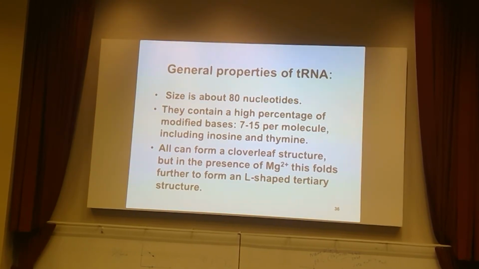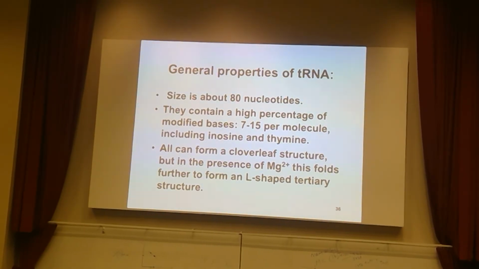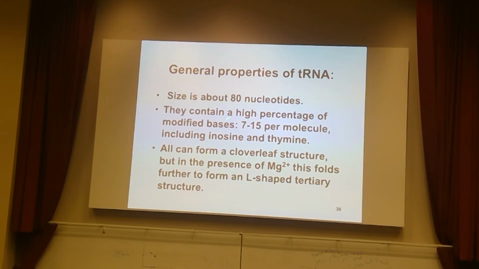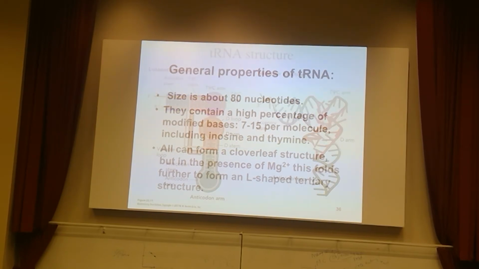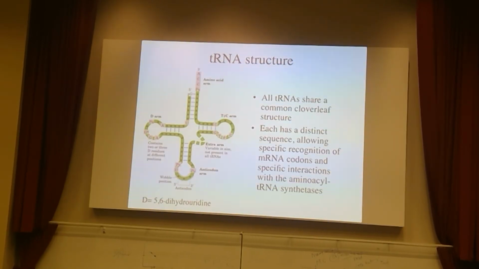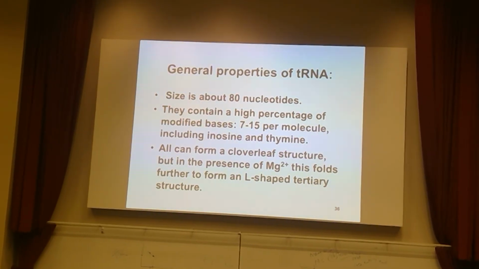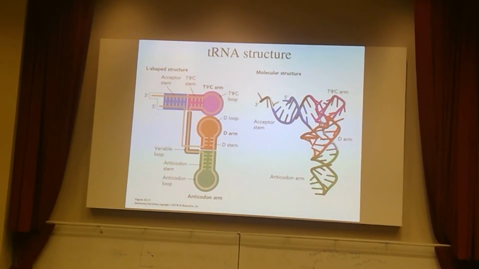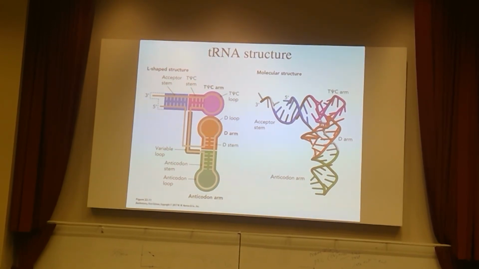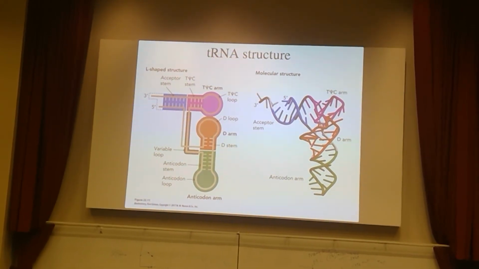All the tRNAs are about 80 nucleotides, give or take a little. I mentioned before that a lot of the bases are modified, including oftentimes this inosine that's present in the anticodon. And they all form this cloverleaf structure that you can see in a two-dimensional representation. And in the presence of the divalent cation, it then forms this three-dimensional structure right here that looks more like an L.